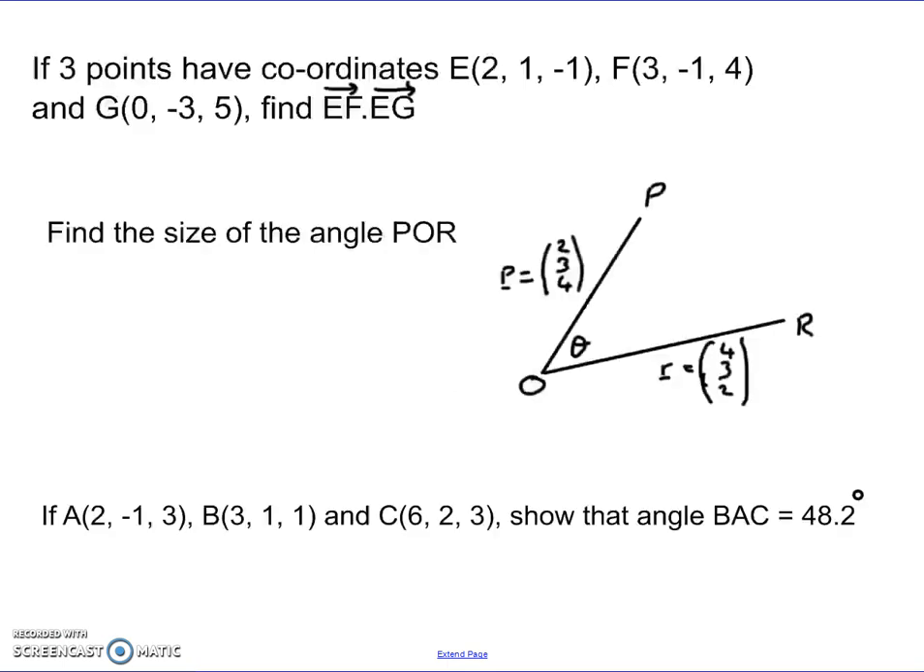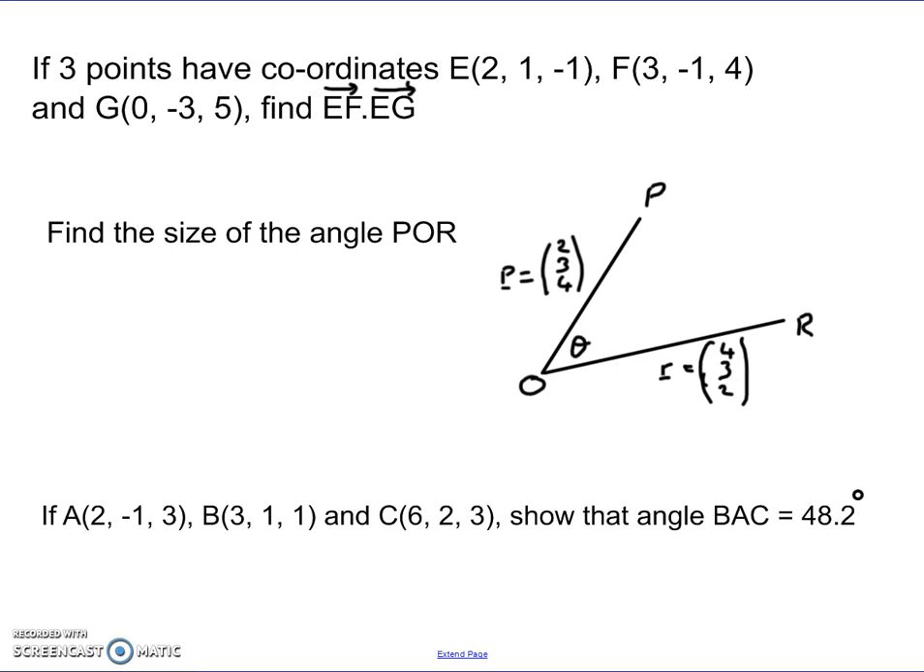So here you go. First question, I've given you 3 points, E, F and G. I want you to find what EF dot EG is, so the dot product between the vectors E to F and E to G. Second one, I want you to find the size of the angle POR based on the information that is given to you in the diagram. So I've given you the vectors P and R, find the angle between them.